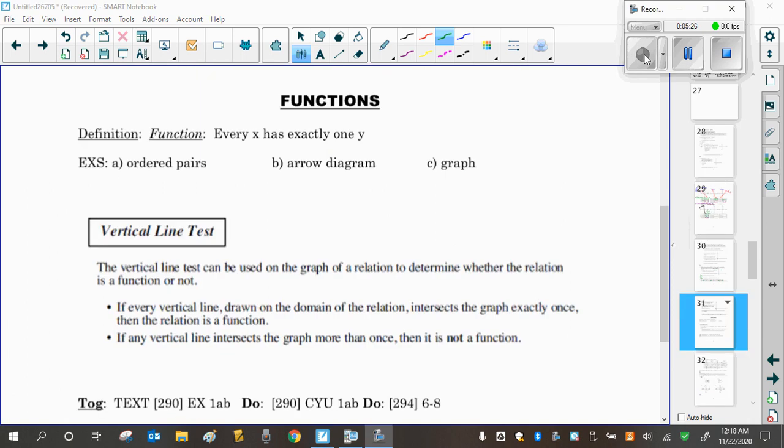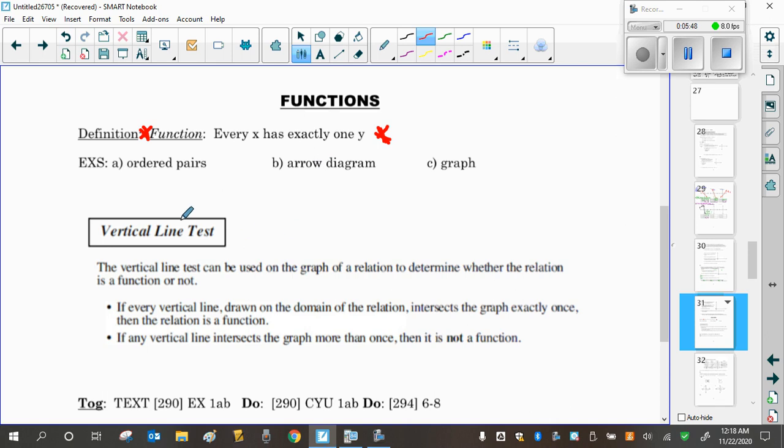Okay, guys, we're on page 29 now. So I'll get to page 29 and highlight this doozy. Definition of function. Every x has exactly 1 y. Not the other way around. Every x has 1 y.